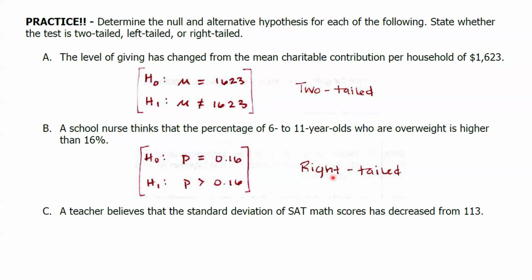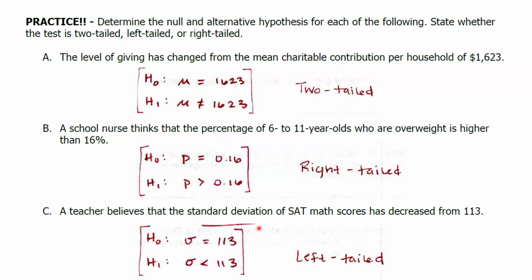And C: a teacher believes that the standard deviation of SAT math scores has decreased from 113. So here our keyword is decreased. Decreased tells us we are specifically looking for it to go down. We are also dealing with the standard deviation parameter. So we are a left-tailed test due to the decreased term. And then we have our null as sigma equals 113, and our alternative sigma is less than 113.